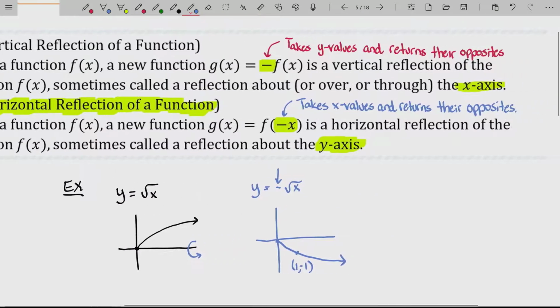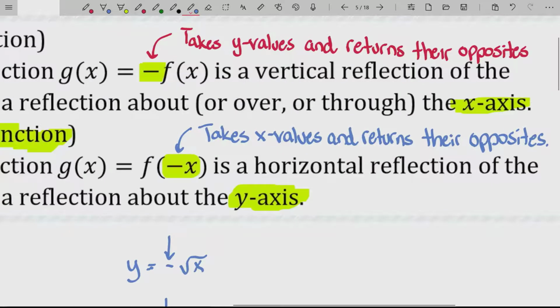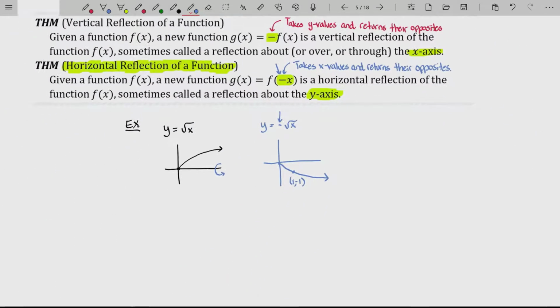However, g of x equals f of negative x, this guy right here, takes all the x values and returns their opposites. So that will actually reflect about the y-axis. And so a simple example, again, stealing the square root, y is equal to the square root of negative x.